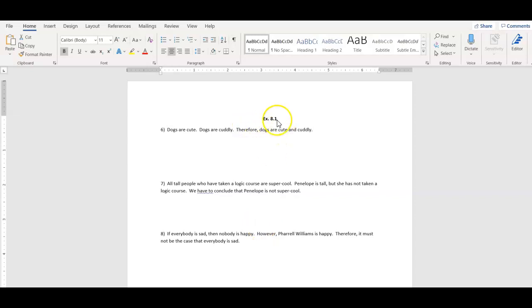Okay, this is exercise 8.1, which is translating arguments into quantifier logic or predicate logic. So we've got premises, conclusion. All we're doing in this exercise is translating. We're not doing any derivations or anything like that yet.